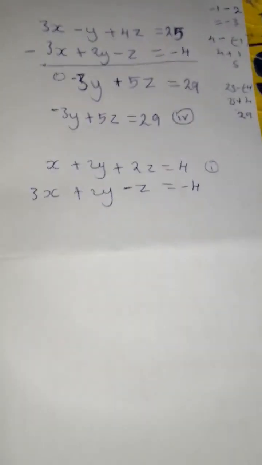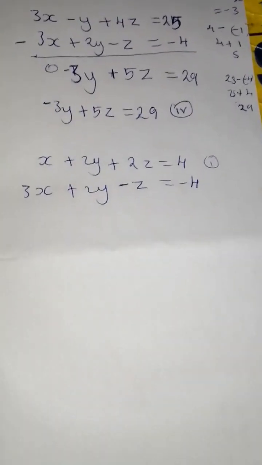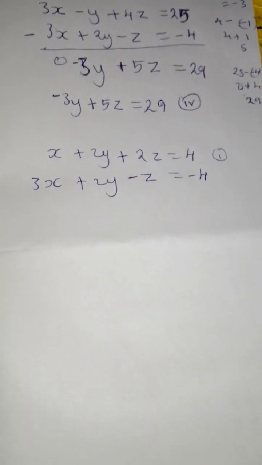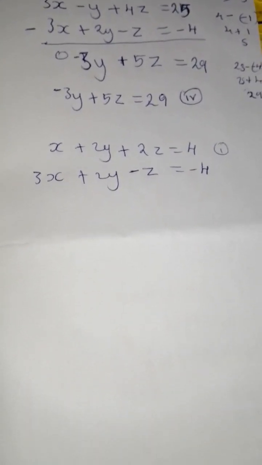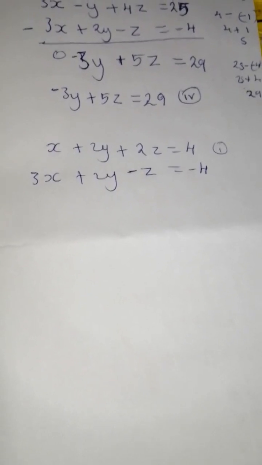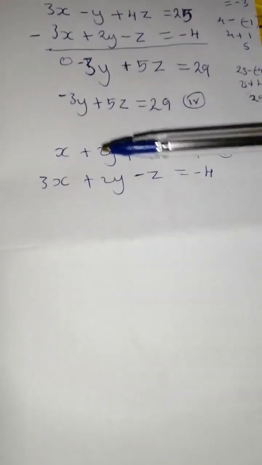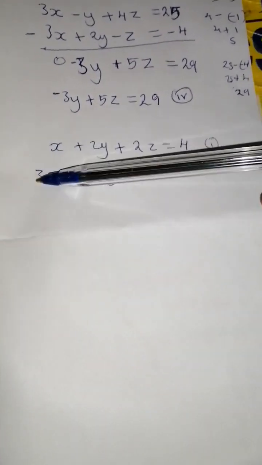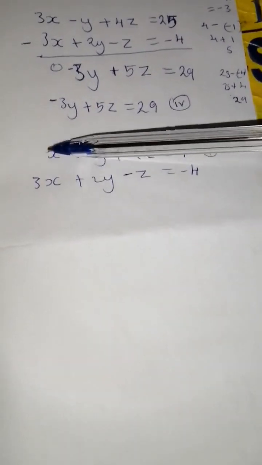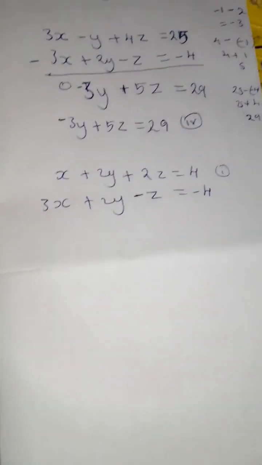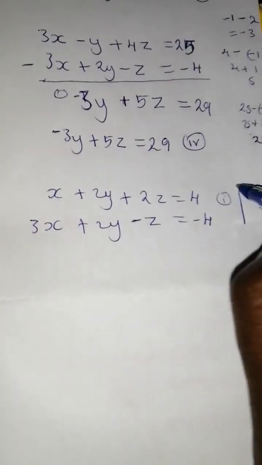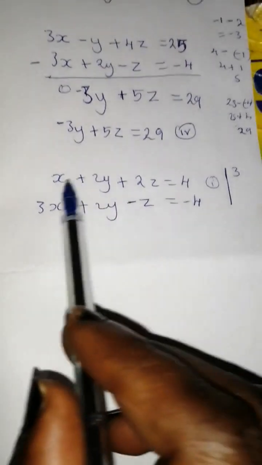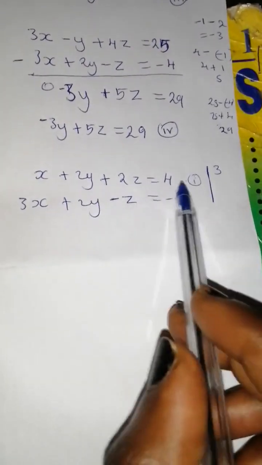Now when you look at the first equation, the coefficient of x is 1. Then the second equation, the coefficient of x is 3. So that cannot give me a 0. So I need to make the coefficients to be the same. Since I have a 3 and a 1 there, I can have a 3 there by multiplying 3 by that equation. I need to multiply this 3 by all the terms in this equation.